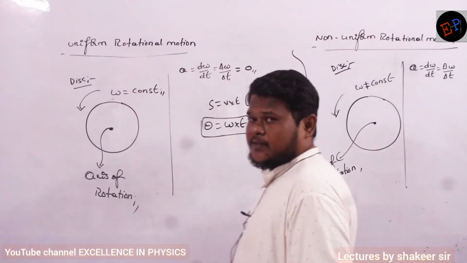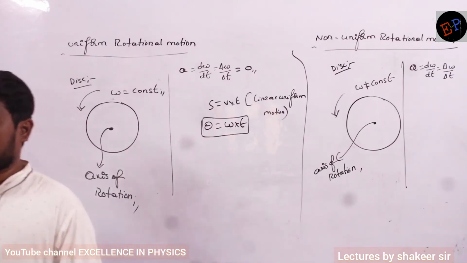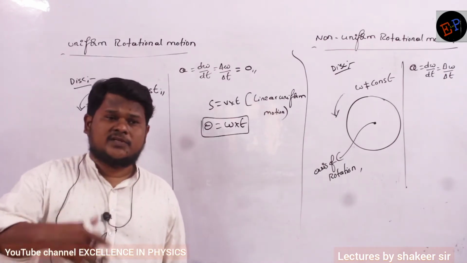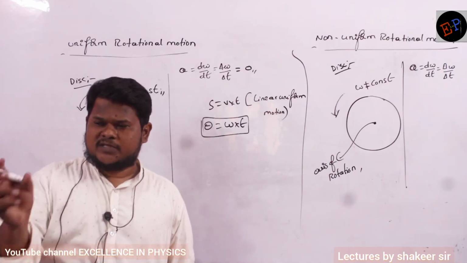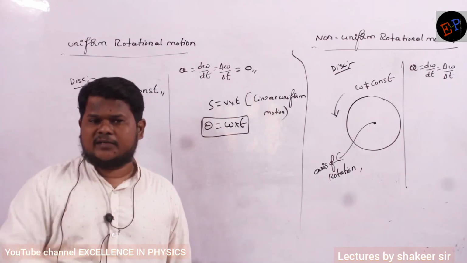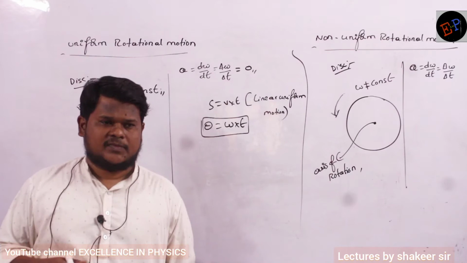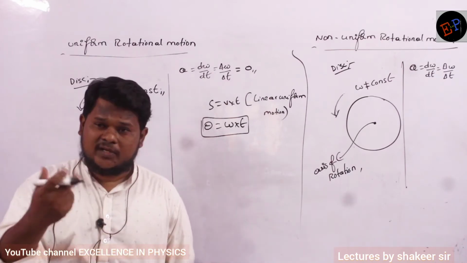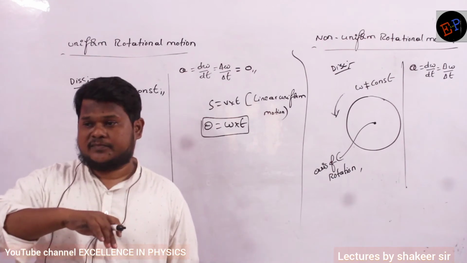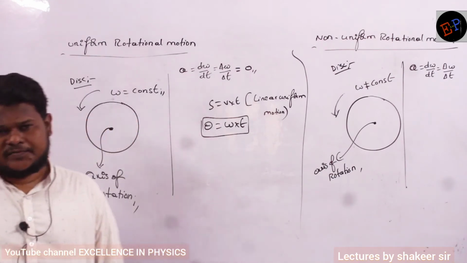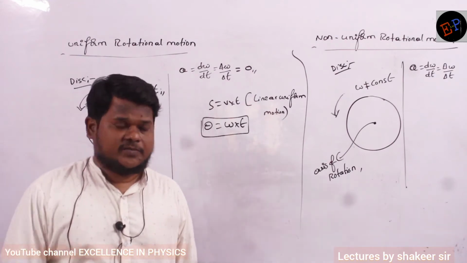Omega is not a constant, meaning it is varying. It is continuously varying. It means in the first second it is covering 10 degrees, in the second second it is covering 12 degrees, in the third second it is covering 14 degrees. So in every second it is covering different angles. Then it is accelerated motion. Definitely it is not uniform motion now.